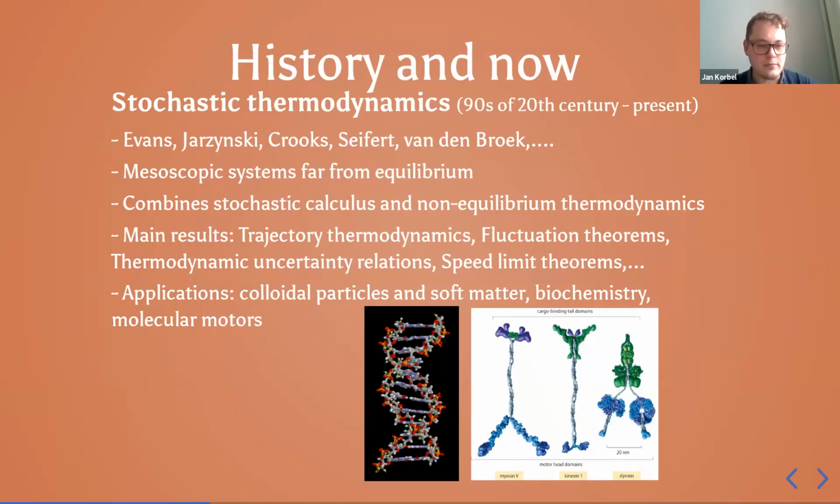The idea is to really study smaller systems, mesoscopic systems that are also far from equilibrium. So any system that is basically not in equilibrium can be described by this theory. It combines the mathematical tool called stochastic calculus, so all these random variables and stochastic processes, with non-equilibrium thermodynamics. The main results are trajectory thermodynamics, fluctuation theorems, thermodynamic uncertainty relations, speed limit theorems, and many others. The applications are colloidal particles and soft matter, biochemistry, and molecular motors.